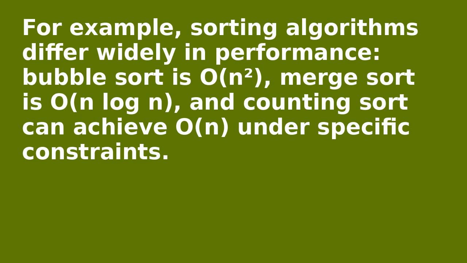For example, sorting algorithms differ widely in performance. Bubble sort is O(n squared). Merge sort is O(n log n). And counting sort can achieve O(n) under specific constraints.